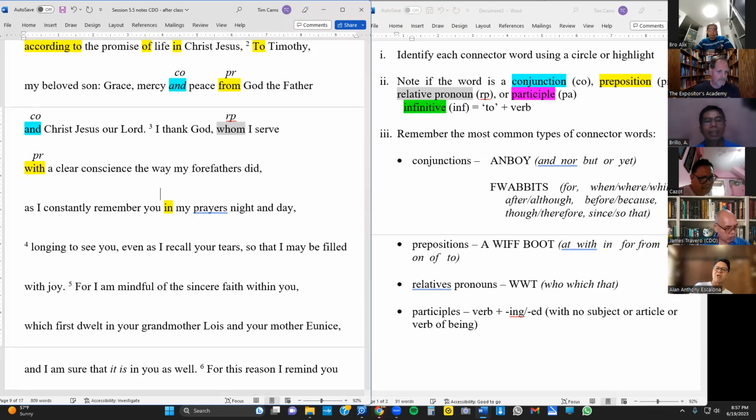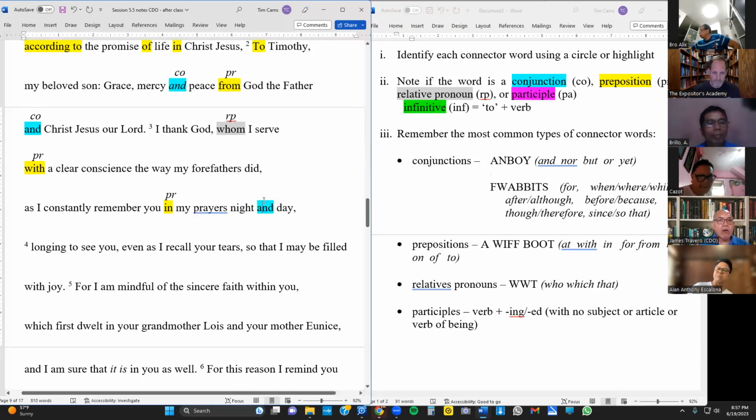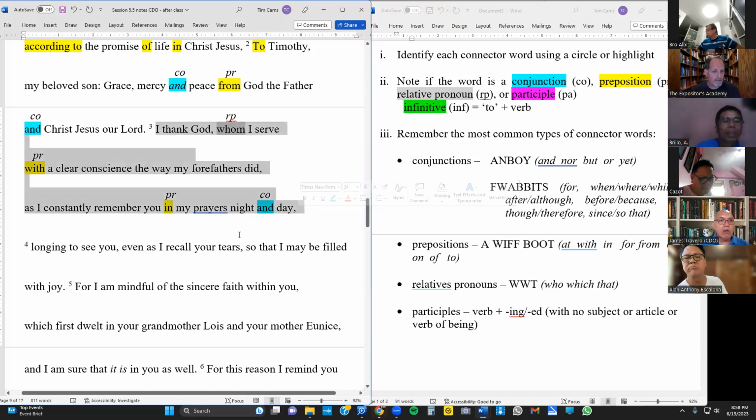Then "night and day." Okay. And what kind of connector word is that? Conjunction, coordinating conjunction. Very good. "To see you," that's verse 4. We're going to let Kazot take verse 4. But do you see any more in verse 3? Any others?